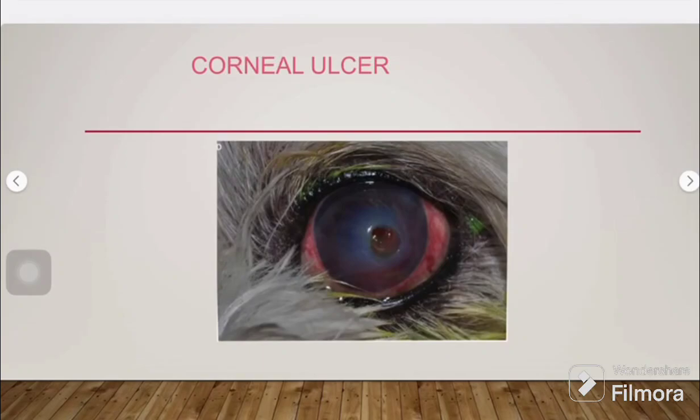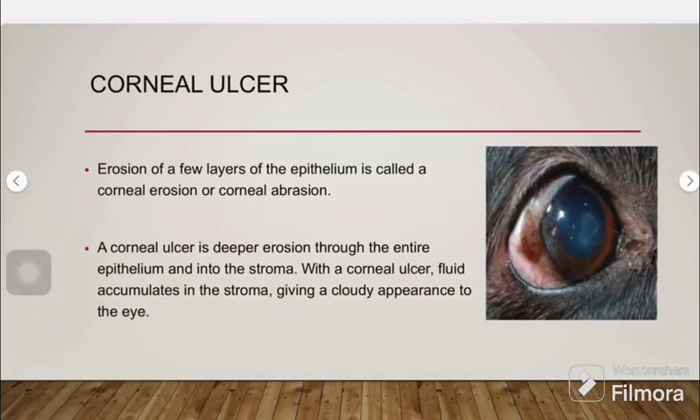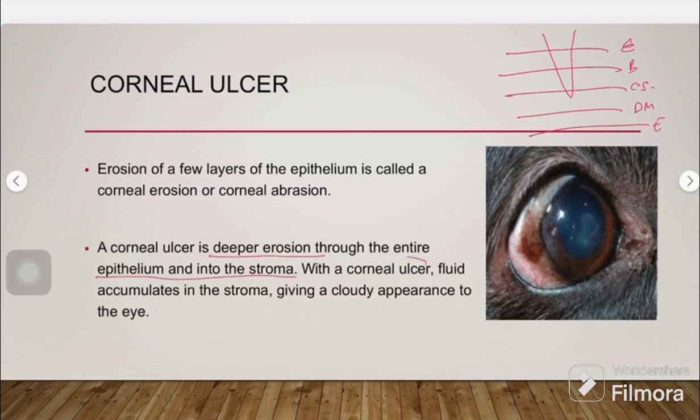Hello guys, so today we are going to discuss corneal ulceration, also called ulcerative keratitis. So what is a corneal ulcer? It is a deeper erosion through the entire epithelium and into the stroma. You might know that the cornea consists of 5 layers, which are epithelium, Bowman's membrane, corneal stroma, Descemet's membrane and endothelium. So up to the corneal stroma there is a deeper erosion through the entire epithelium and the stroma, which results in corneal ulceration.